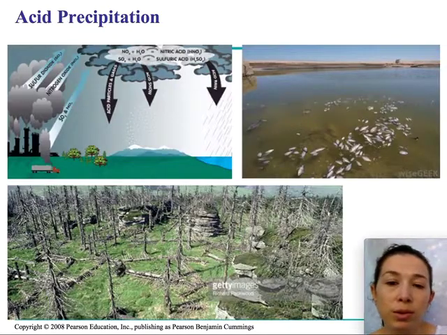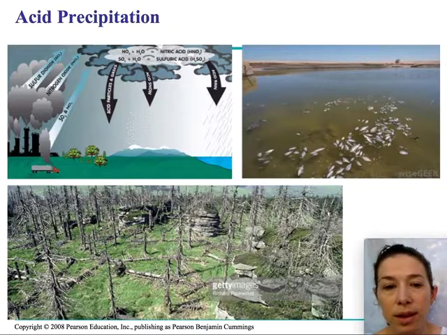Acid rain. Industrial waste and things like that contribute to water becoming more acidic, rain becoming more acidic.